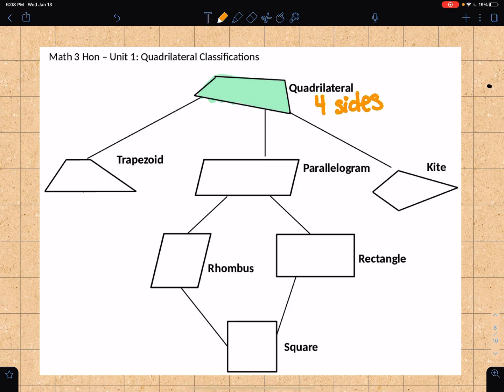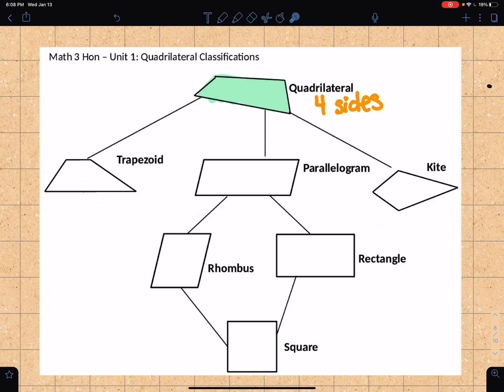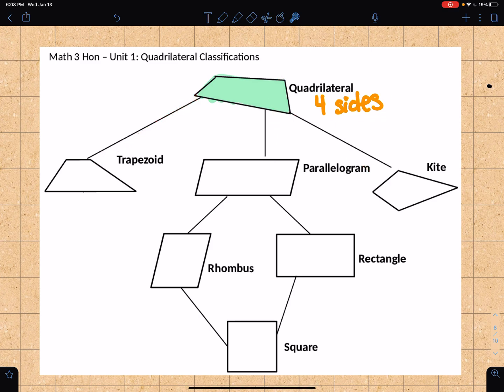Okay? Now, if you are a quadrilateral, you're either going to be a trapezoid, or a parallelogram, or a kite. You're going to be one of those things. If you're a quadrilateral, you've got to go down one of these pathways. Okay? So the trapezoid is all by itself over here, and that's the one with no parallel sides.